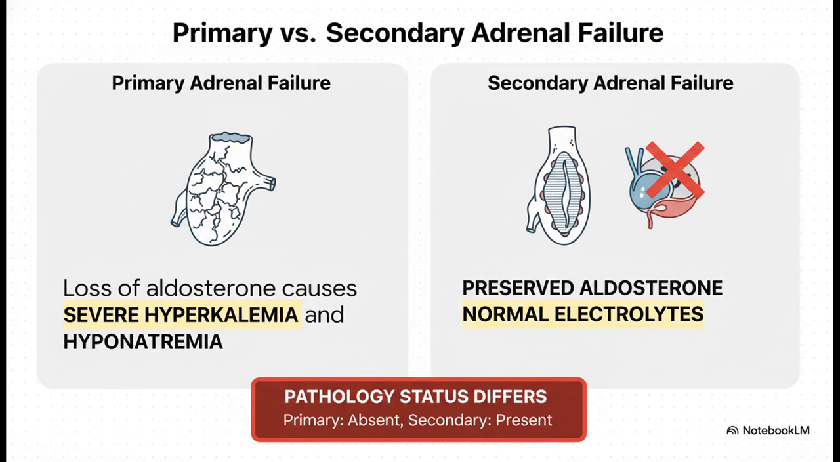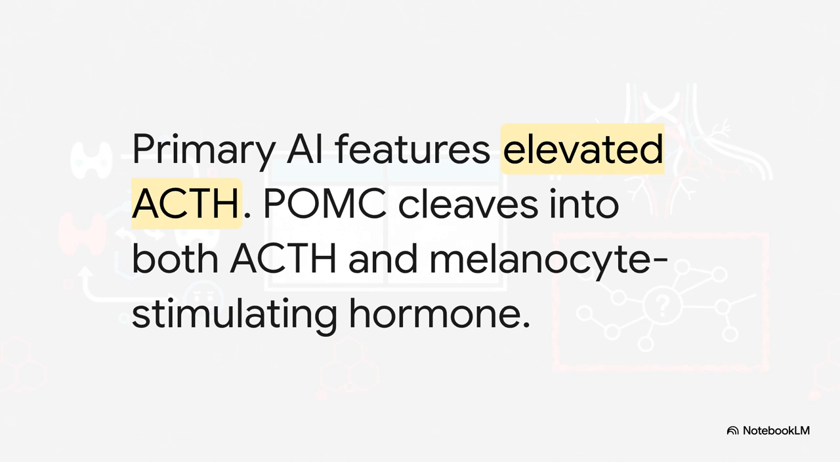But secondary failure? That's an issue up in the pituitary. The adrenal gland itself is structurally fine, so the RAS system keeps aldosterone perfectly preserved. The result? Your patient's electrolytes are usually completely normal. And this is exactly why primary disease patients develop hyperpigmentation.